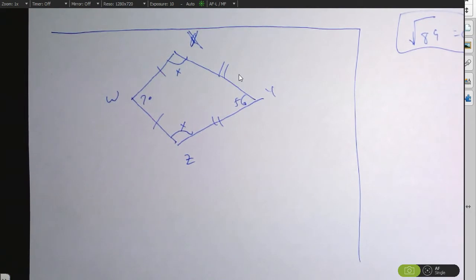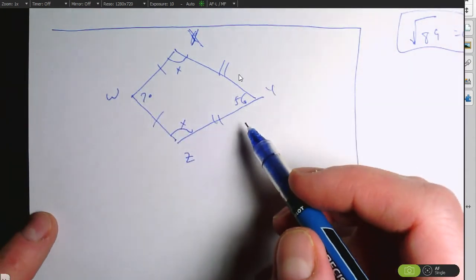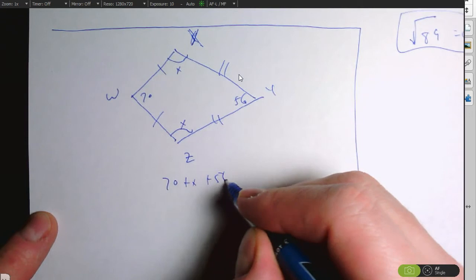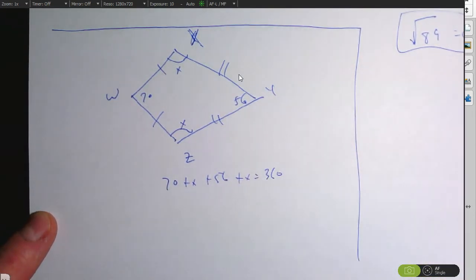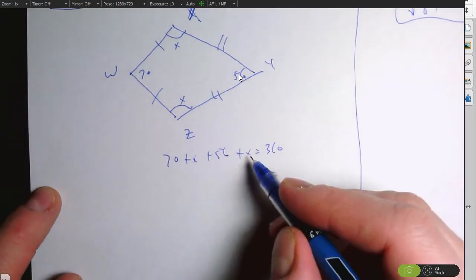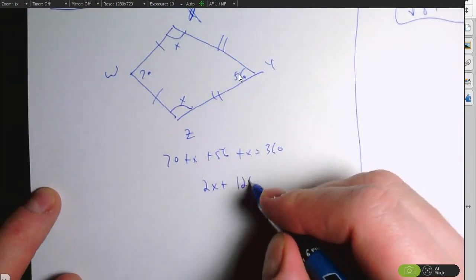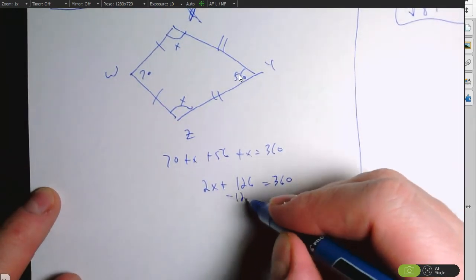Now, looking at that, you might say, well, great, it doesn't give me any more help. I still don't know x, but it is a quadrilateral, so all four angles add to be 360. So 70 plus x plus 56 plus x is 360. And now we just add like terms. X plus x is 2x. 70 plus 56 is 126. We'll subtract 126.